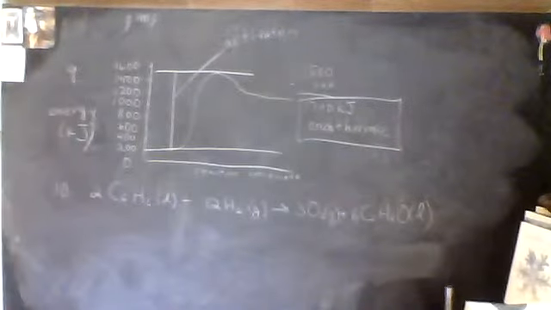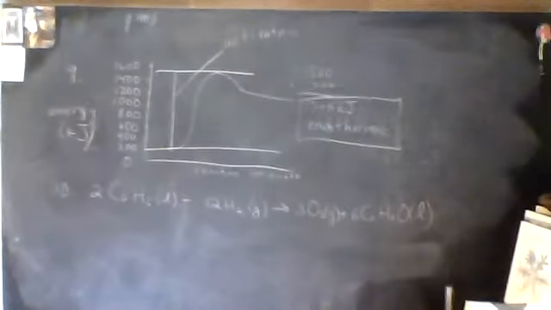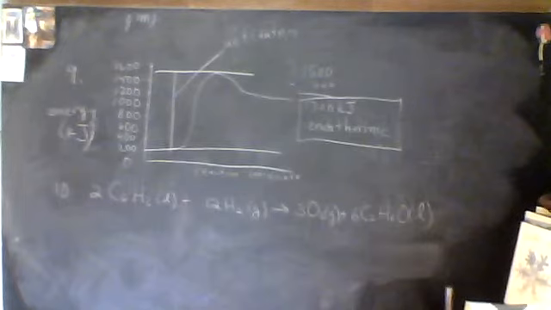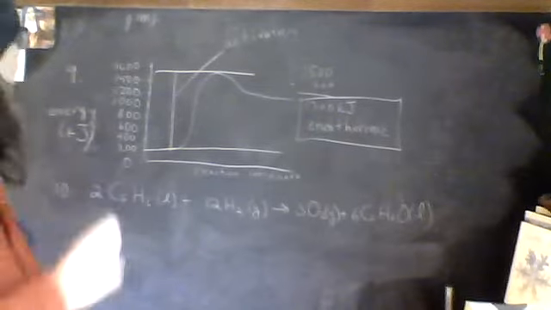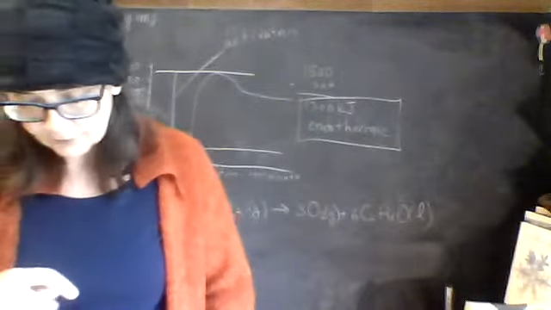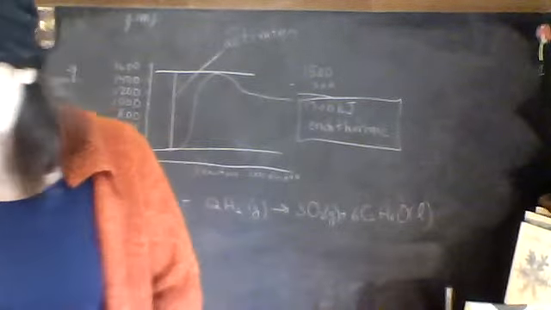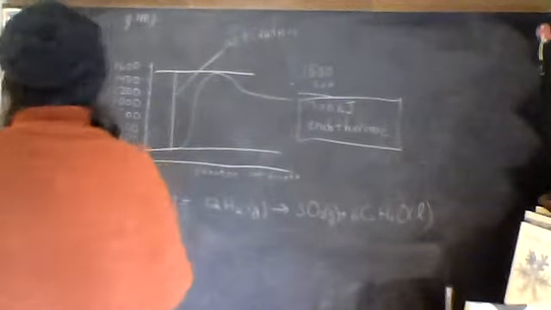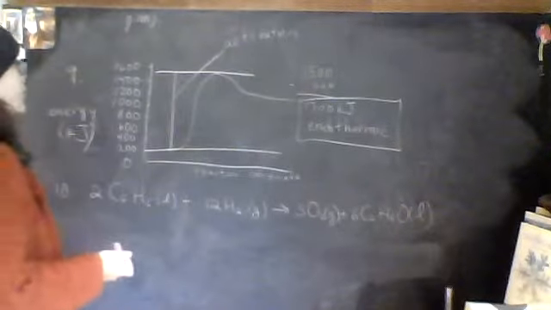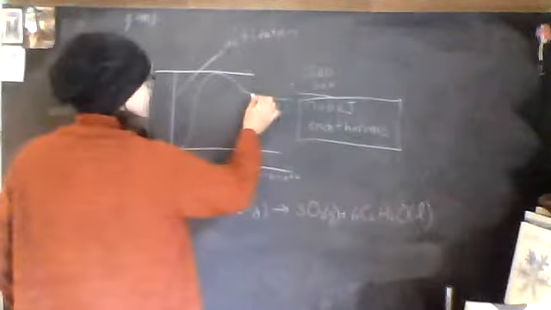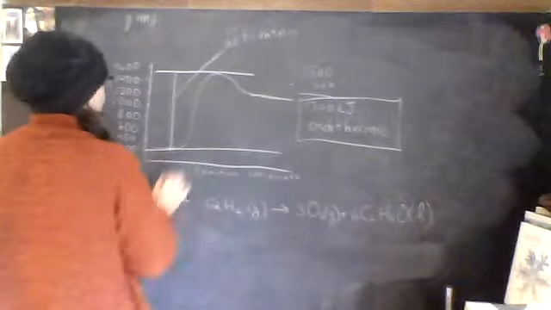How about number 10? Please read that. No, we still haven't found the delta H. Oh, sorry. The delta H. How do we find the delta H? That's going to be the change in enthalpy. So here and here, right? That's what we're looking at?